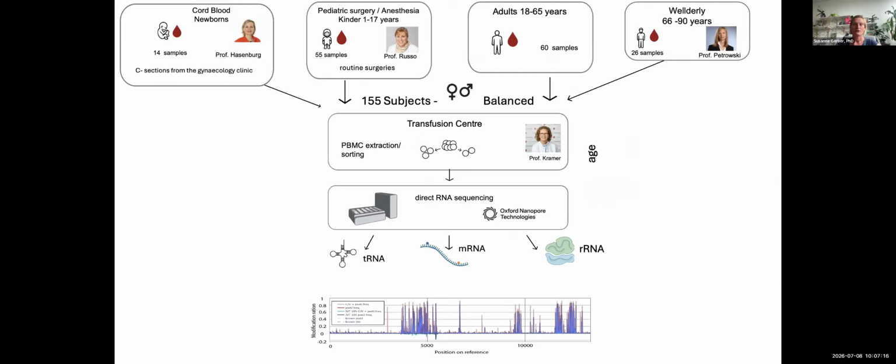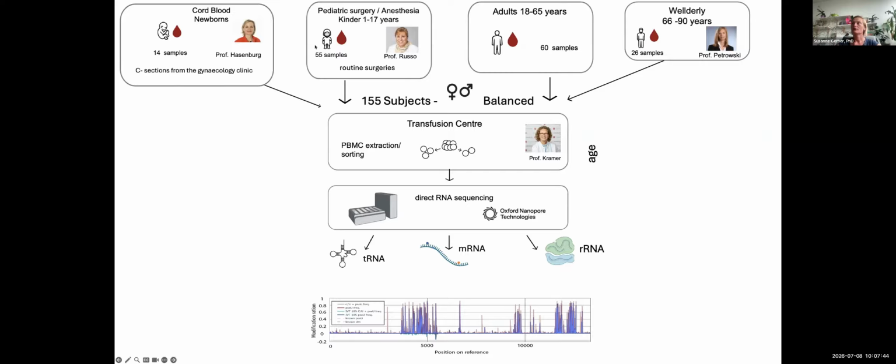So how did we recruit the subjects? The criteria were that they have to be strictly healthy. So we started with newborns, so cord blood from newborns that came from scheduled C-sections. So the baby is unstressed, and we could very easily, without any ethical problems, just take some blood from the cord.